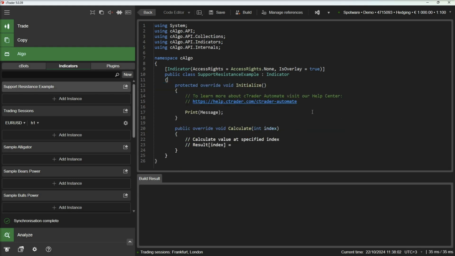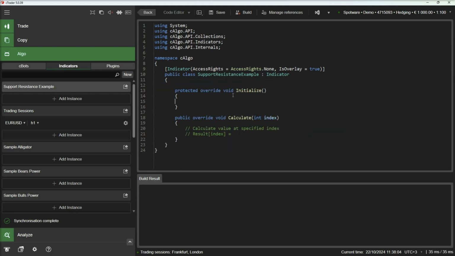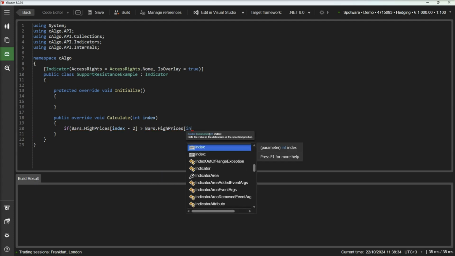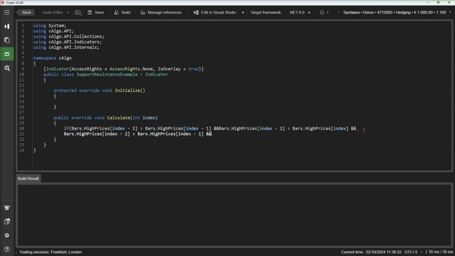We will use the chart's fractals to draw our support and resistance zones. A fractal resistance zone is drawn where the high value is higher than the two adjacent bars on each side. The resistance zone is the area between the fractal candles' high and close prices. Let's write the code to draw it.